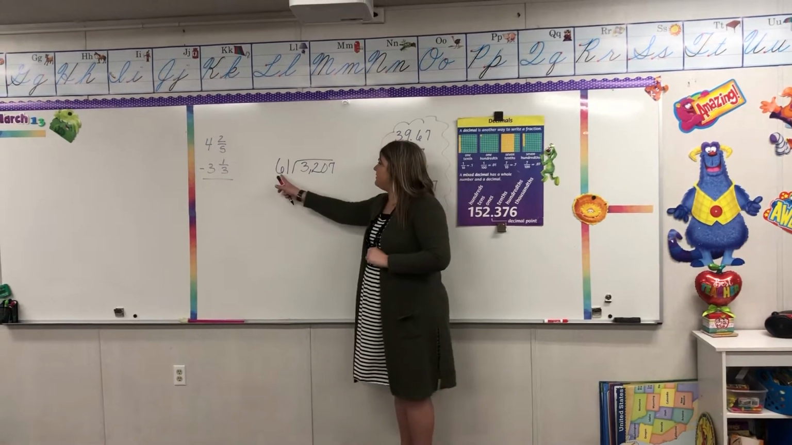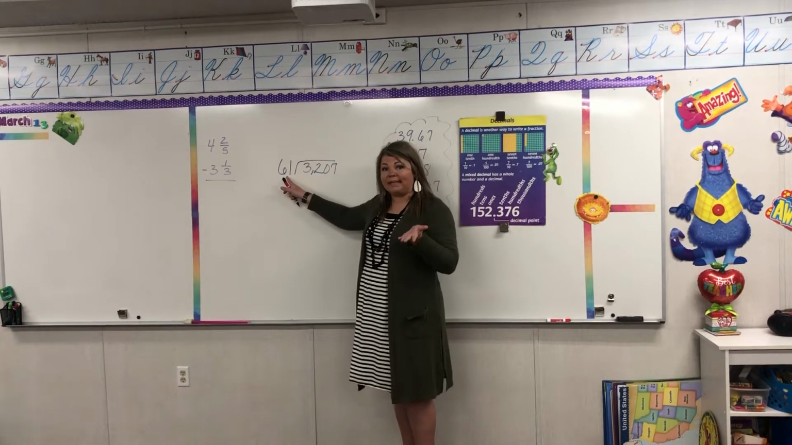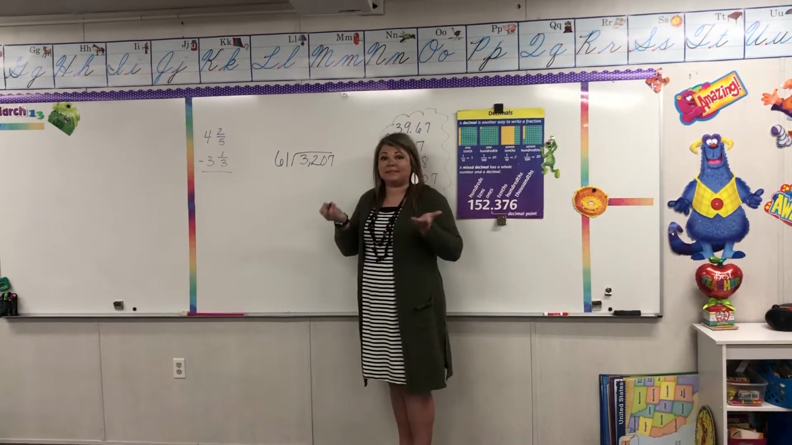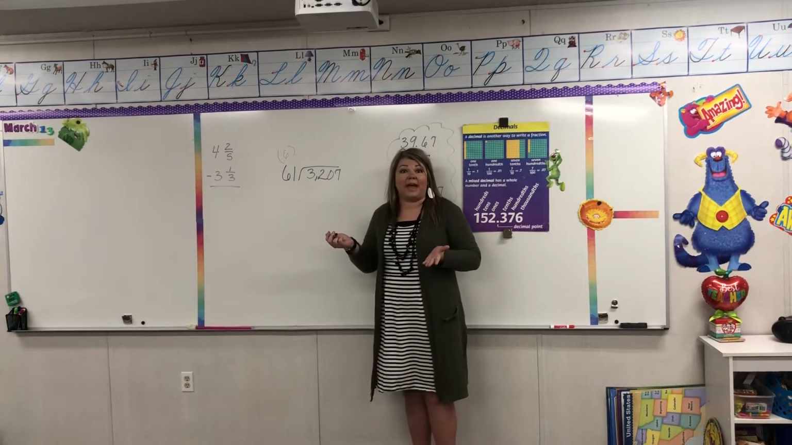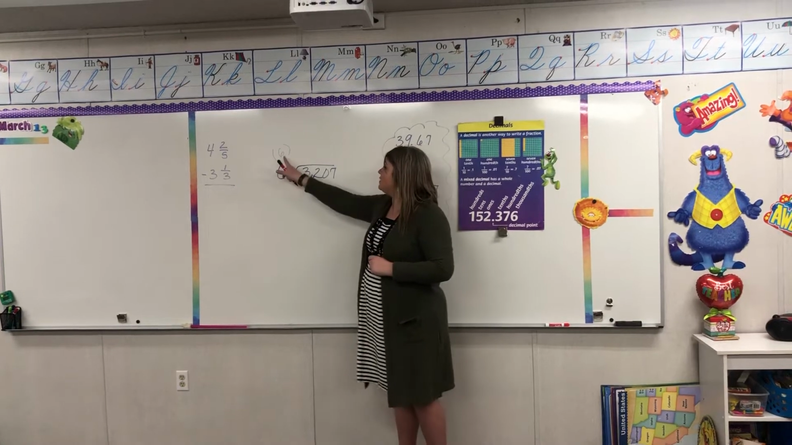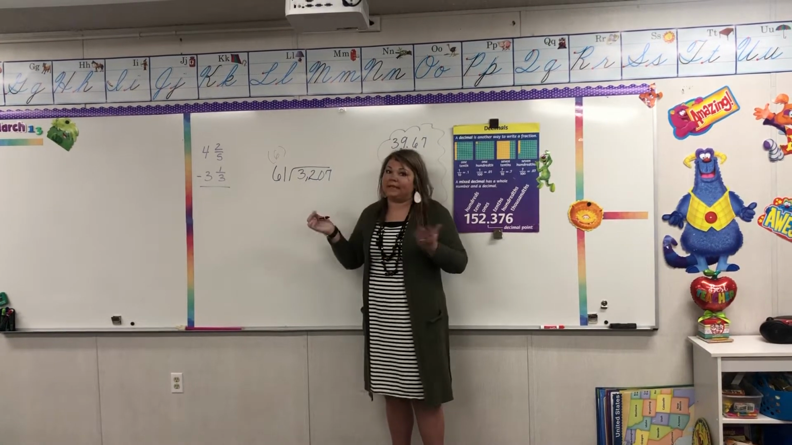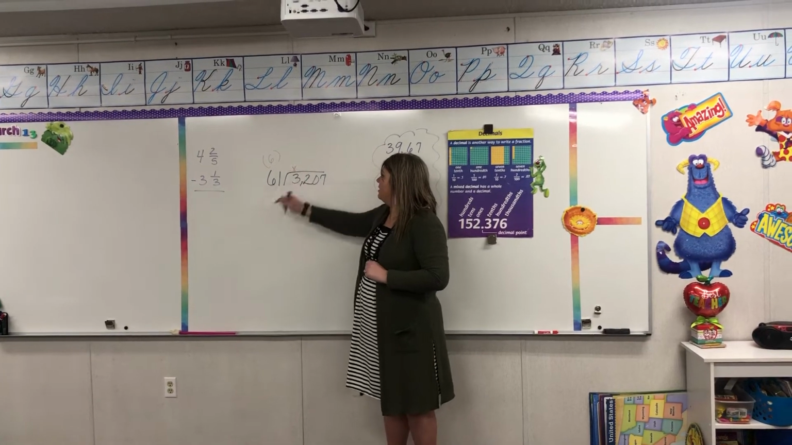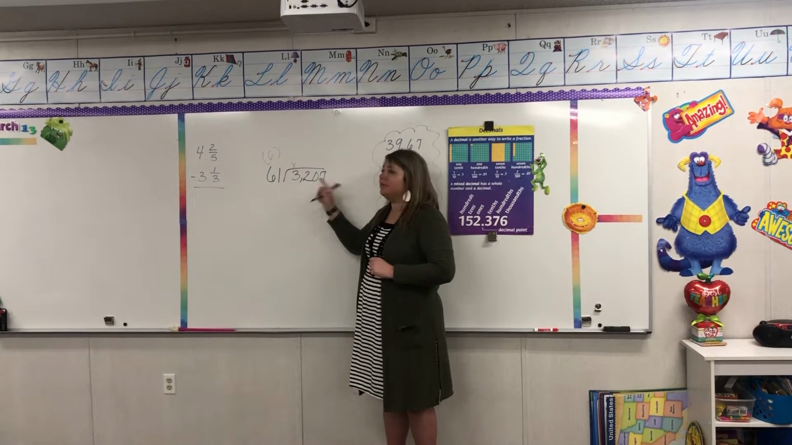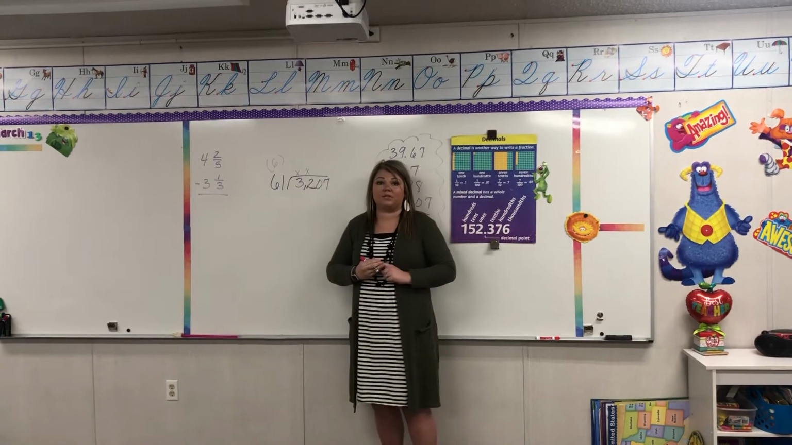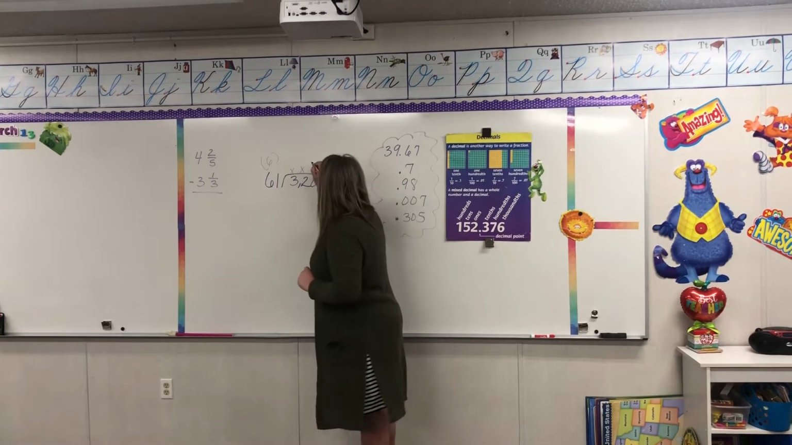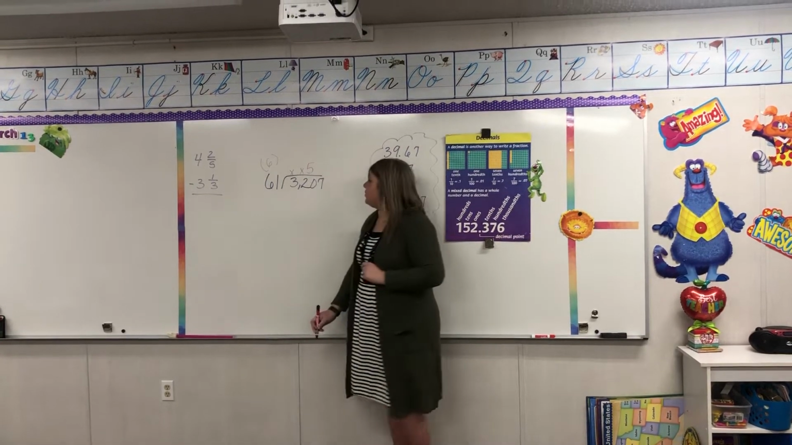So look right here, we have 61, and we know that we estimate with 61, and we would estimate to 6. So we write that right here. And then we ask ourselves, how many times will 6 go into 3? Well, 6 can't go into 3, so we put an X here. Now, can 6 go into 32? Yes. So we put another X, and 6 will go into 32 5 times. So we write our 5 up right here, and now we multiply.